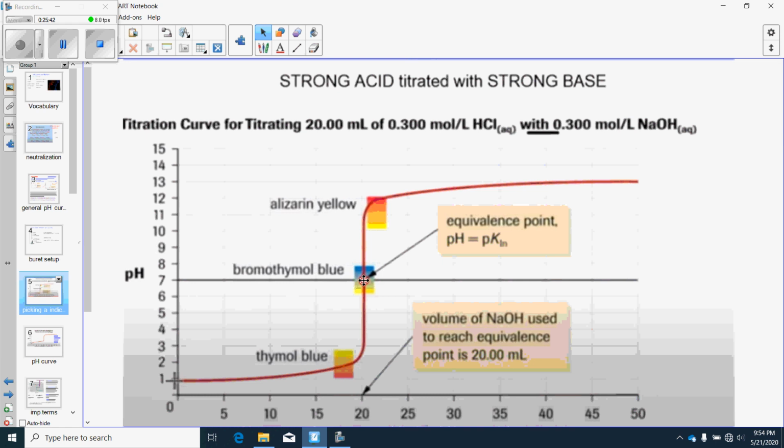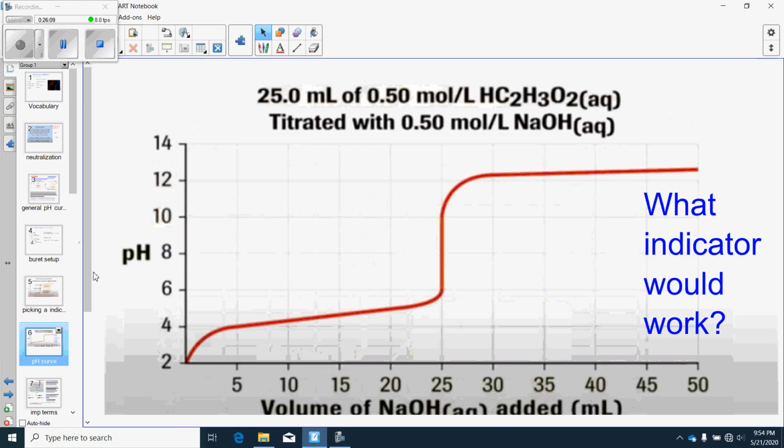And as it makes that quick transition, and it is quick, you're at 7, which in this case, because we're working with a strong acid and a strong base, would be its neutralization. So the moles of acid would equal the moles of base right at a pH of 7. The equivalence point would be 20 milliliters. So you'd put in 20 milliliters of base to neutralize this acid. Okay? So that's how the indicators work.